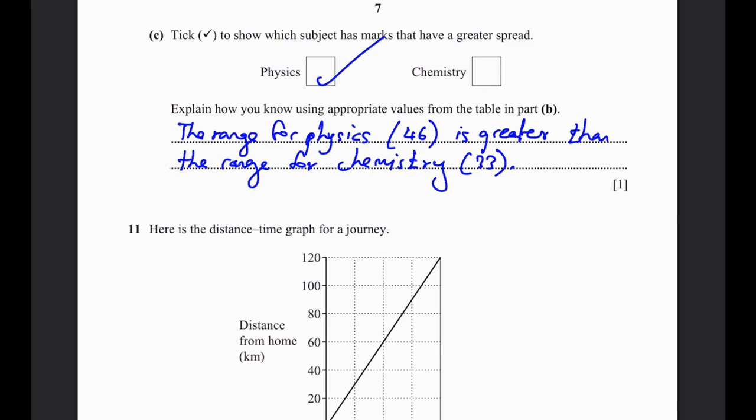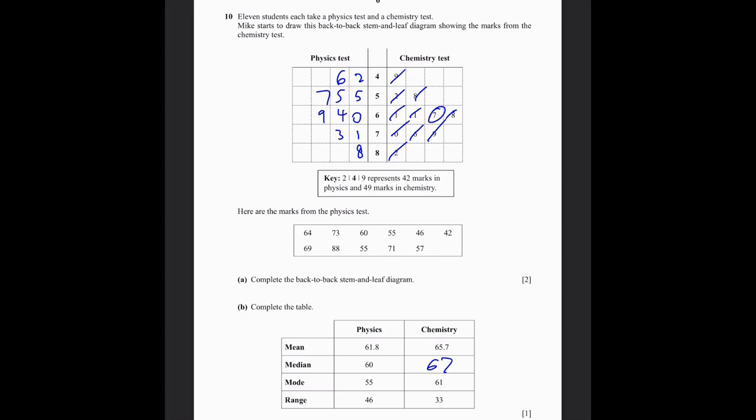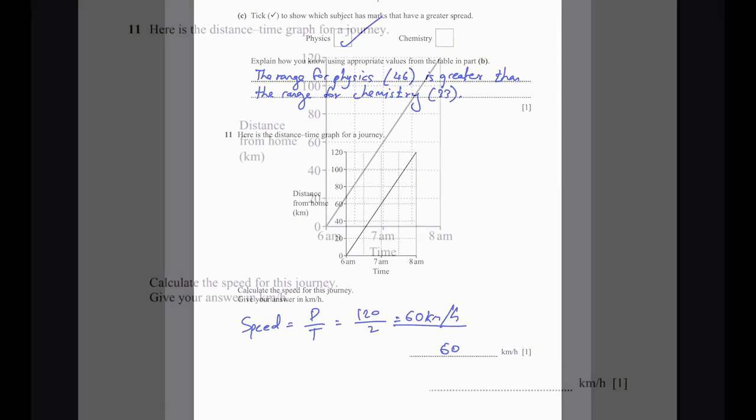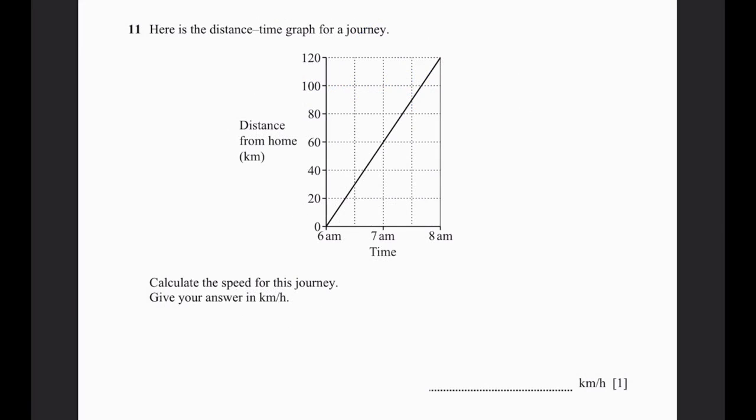By the way, how did I get 46 and 33 values here? These values are actually simply in the table which is given in the previous page over here. We can see that range is physics, chemistry. For physics, it's 46 as given, and for chemistry, it's just 33. That's how I got these values over here. That's the answer.